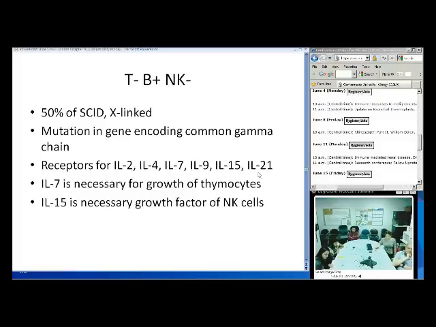So what's responsible for this phenotype? IL-7 is necessary for growth of thymocytes, or T cells. So if you can't signal through IL-7, then you have no T cells. Similarly, IL-15 is a necessary growth factor for NK cells. So if you have no IL-15, you have no NK cells. If you have no 2, 4, 7, 9, 15, 21, all because of a mutation in this one chain that is on the cytokine receptors for these cytokines, you're not going to get growth of any T cells or NK cells. So the phenotype for X-linked common gamma chain SCID is T negative, B positive, NK negative.